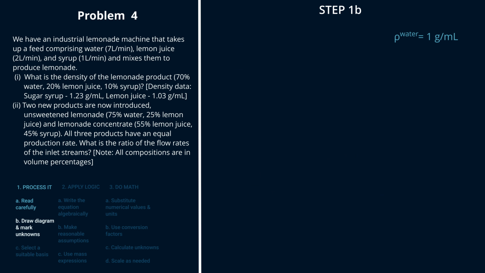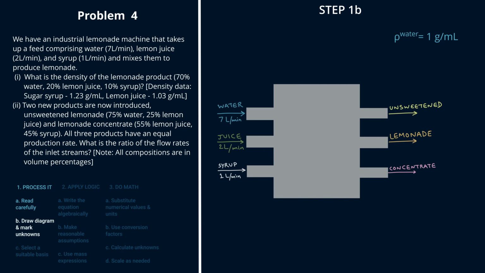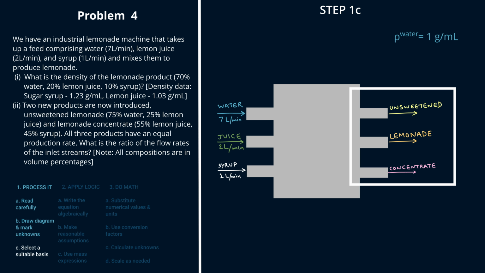For the second part, the system is different, so let's draw a new diagram. We know that the production rates of all products are equal, but we don't know the exact quantity. So let's take a 1 liter per minute production rate of each product as our basis for simplicity.